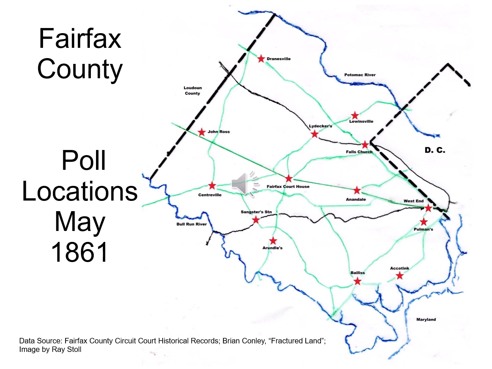Over to the right, you see Arundel Shop at present-day Burke Lake Road and 123. Note that that one is still standing, but it is a private residence today. Fairfax Courthouse above that, and if you go further north, Lydeckers on Church Street in Vienna. Then over to the right, eastward, you see Lewinsville, Falls Church. South of that, you see Annandale. East of that, by Alexandria, you see West End, which at the time borders Alexandria. Today, the West End area is near where the railroad crosses Duke Street. Further south, you see Pullman's, Accotink Post Office, and Bayless Store. Three of these locations still stand today: Fairfax Courthouse, Lydeckers, and Arundel's.